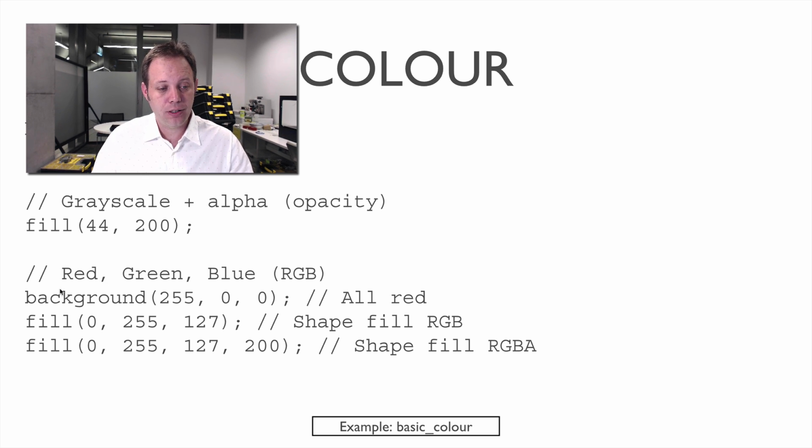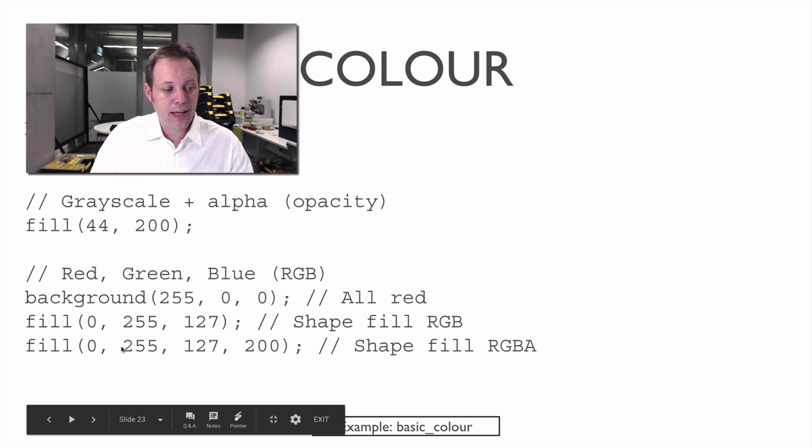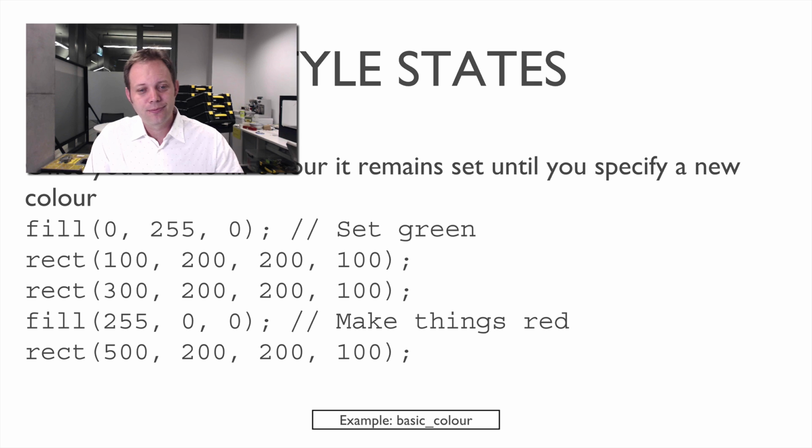And then you've got RGB values. There you go, 255 0 0. So that would be a red background, bright red. Fill 0 255 127. So that's full green and not much blue, well, half blue. So it's a mix of 2 parts green to every part blue. And there's a fill for red, green, blue, alpha. Use alpha, it's great.